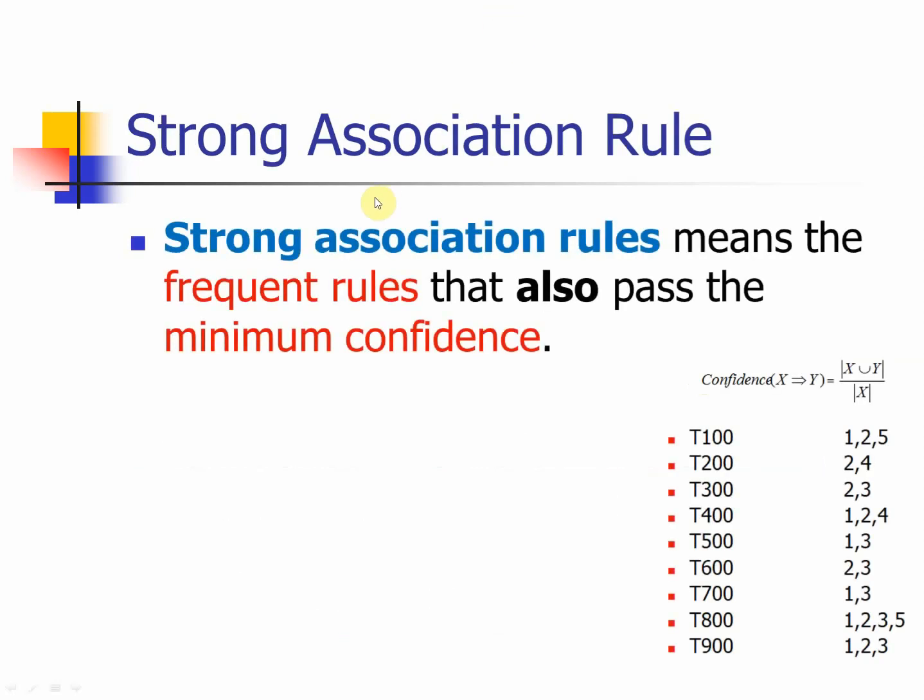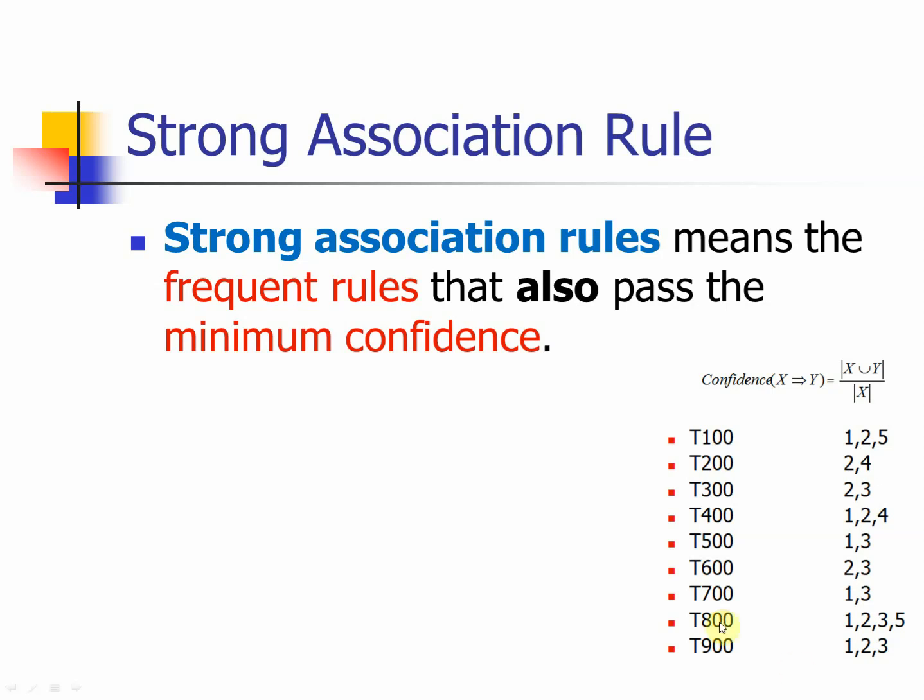So, for a strong association rule, which means the real association rules that we are interested in, the frequent rules, we already understand how we define the frequent rules. That means the frequent rules indicate the rules that pass the minimum support. Not only that, but they also pass the minimum confidence. So they have to pass the two checks. One is minimum support, the other one is minimum confidence.